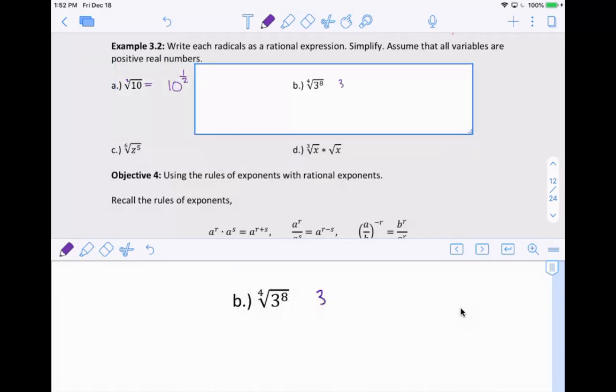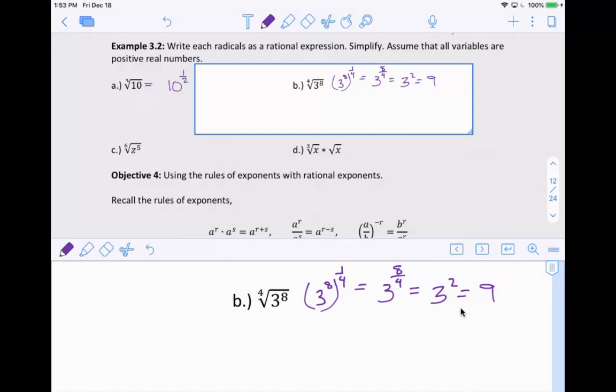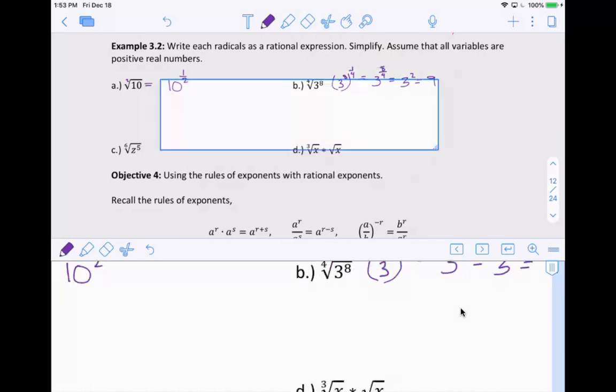Over here we have 3 to the 1/4. We have 3 to the 8th being raised to the 1/4. I could simplify that a little bit by multiplying 8 and 1/4 to get 8/4, which reduces down to 2, so 3 squared, which reduces down to 9. So that's something that could be a little convenient, right? We can simplify that way a little bit. But that is what it would look like in exponent form.